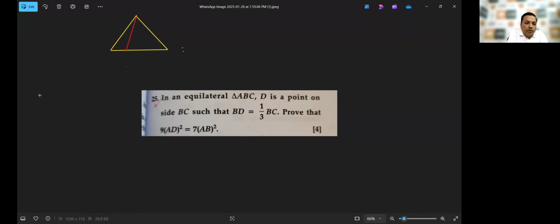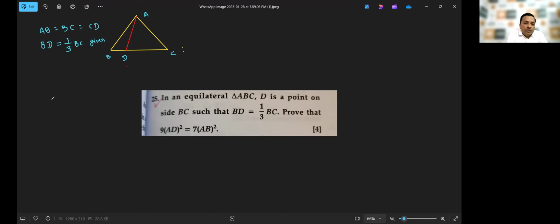So the points are: this is A, this is B, this is C, this is D. Okay. So already we have AB is equal to BC is equal to CA. All these are the sides of the equilateral triangle. And then BD is equal to 1/3 of BC. This is given. Okay. And prove करना है 9AD square is equal to 7AB square.